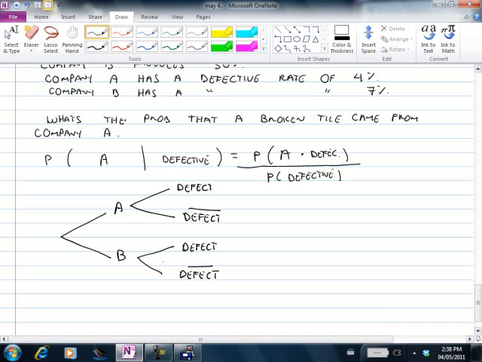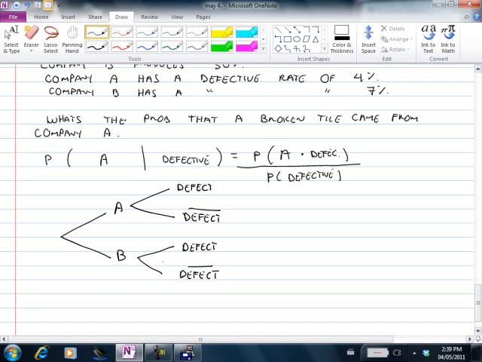Is this right? Okay, now what's the find defective? So how many pathways give you defective? Circle all the defective pathways. Wait, what's this? Defect. Look at the defective rates. 7% or not?